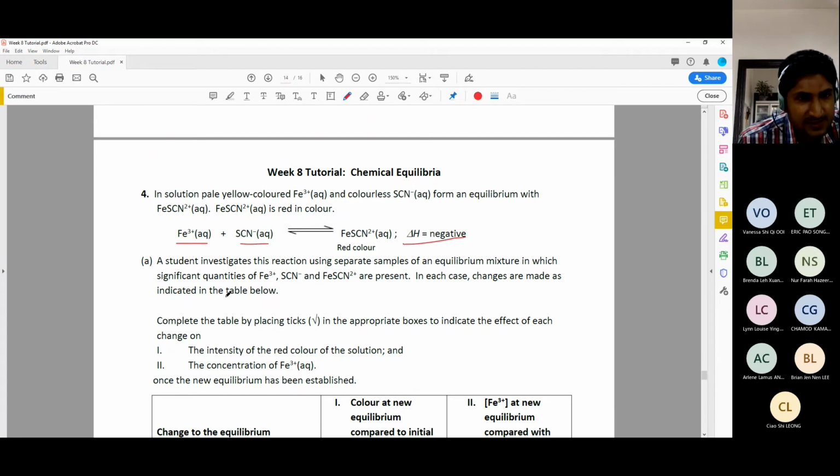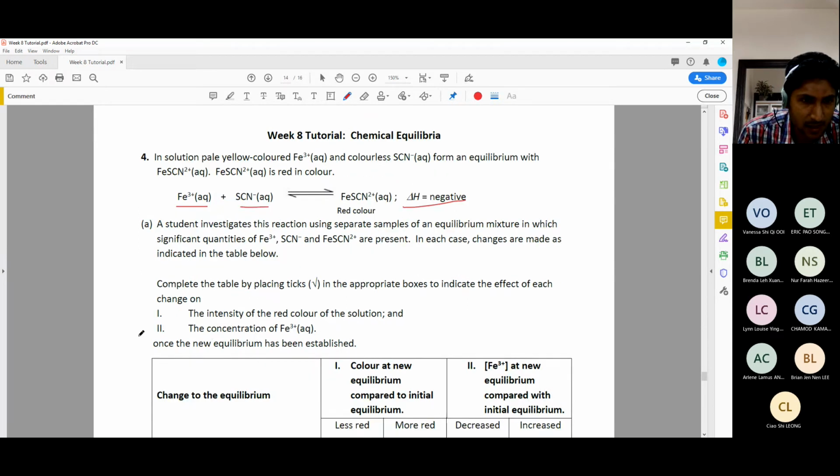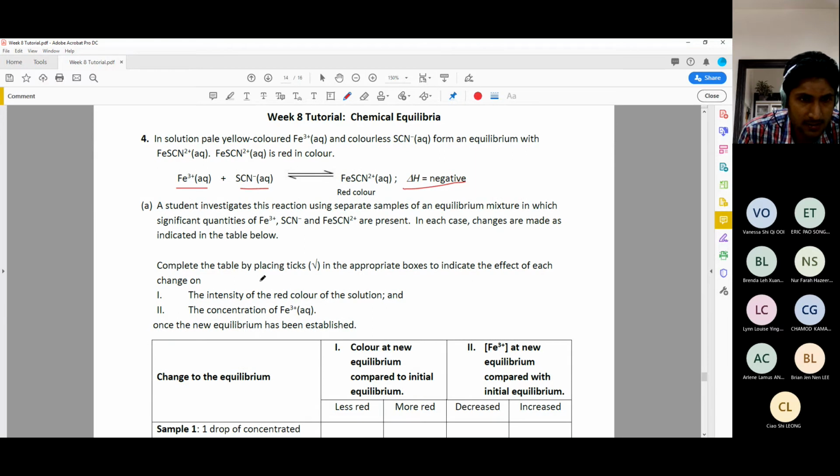A student investigates this reaction using separate samples of an equilibrium mixture in which significant quantities of ferric, thiocyanate, and ferric thiocyanate are present. In each case, changes are made as indicated in the table below. Complete the table by putting ticks on the intensity of the red color of the solution and the concentration of iron once the new equilibrium has been established.